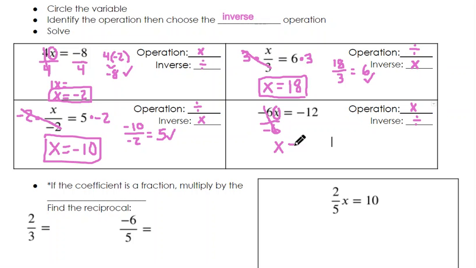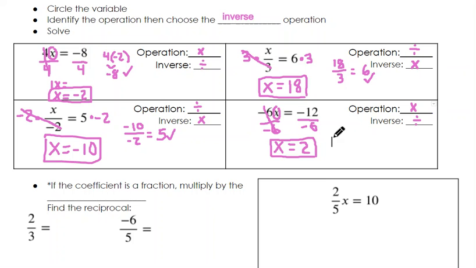1x. And it's an equal sign here, so I have to keep it equal by doing the same thing to the other side. Negative 12 divided by negative 6. A negative divided by a negative gives me a positive. 12 divided by 6 gives me 2. So this would be x equals 2.